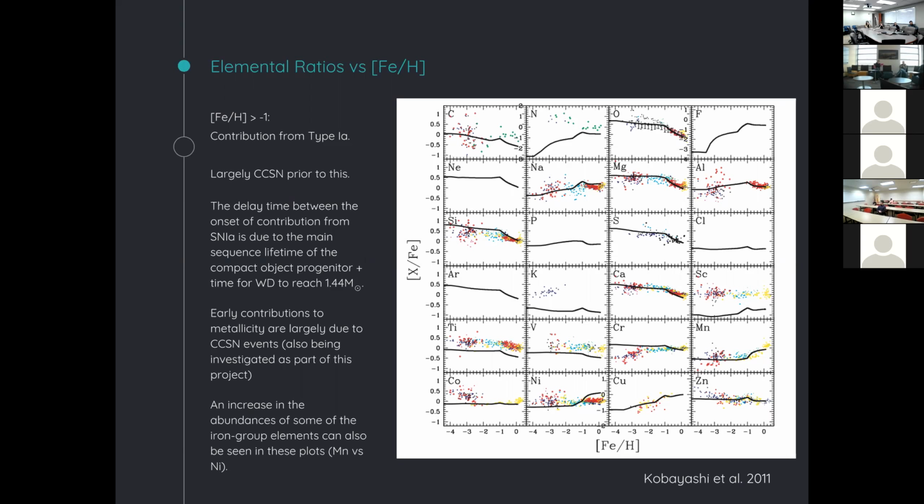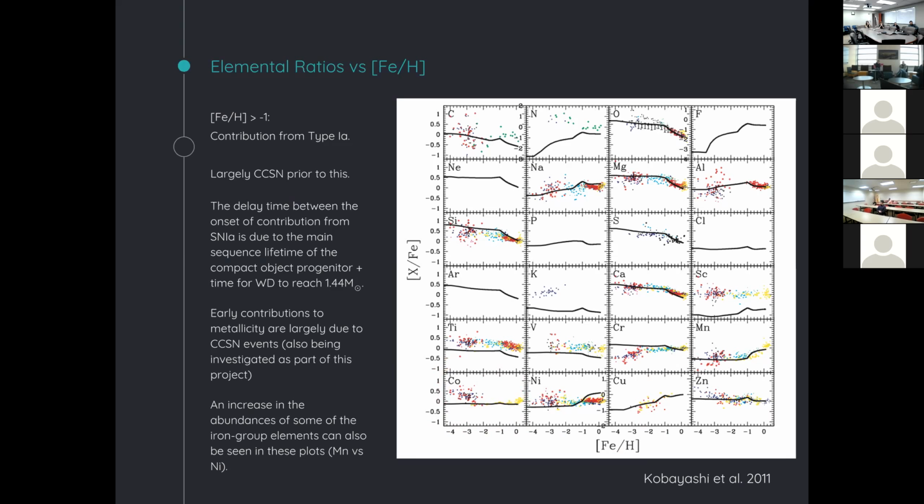Or in the case of the iron group elements, for some of them, for instance nickel and manganese, you can see an increase as there's a larger contribution to these from type 1A supernovae. There are two interesting elements here to highlight. Cobalt here seems to have no dependence on type 1A, but it's not immediately apparent from this.